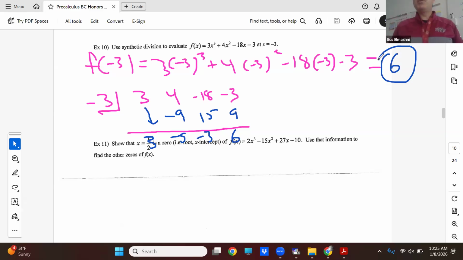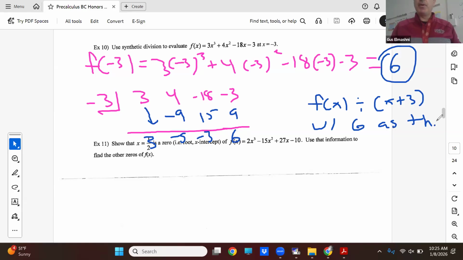Now, what's actually happening here? Essentially, what you're doing is f of x divided by x plus 3 with 6 as the remainder. That's really what we're doing. Now, what if the remainder was 0? Then what would that tell me about x plus 3? So that x equals -3 is a 0 or x plus 3 is a factor. So this is what's happening here. This is called the remainder theorem.